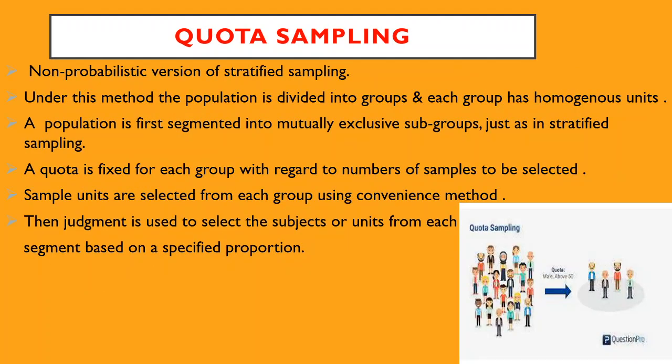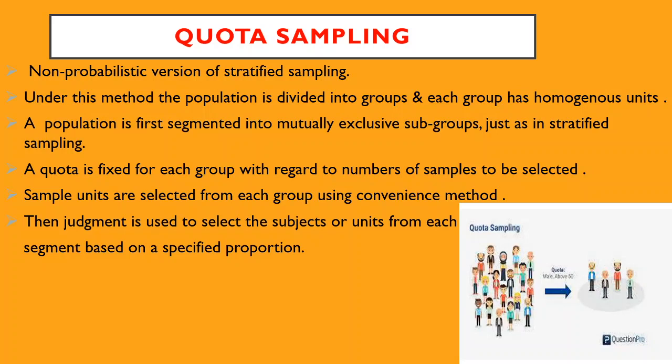Moving to quota sampling. Quota sampling means the population is divided into groups, each group has homogeneous units, and a quota is fixed for each group with regard to the number of samples. Like in the case of balance of payments, a quota will be fixed for each nation. Accordingly those nations can do import or export to a particular country, and within that quota only you can do the transactions.